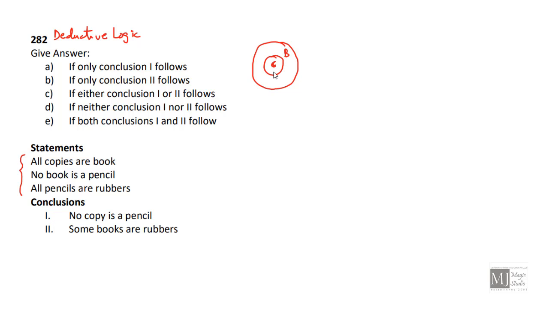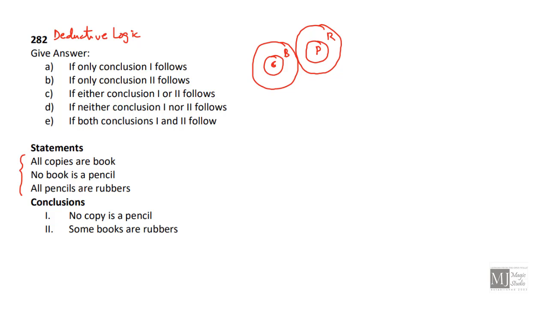No book is a pencil. If no book is a pencil, no copy can either be a pencil. We can have another set for pencil which has no connection with book. All pencils are rubbers. Now where is our set for pencils? Because there is no connection as so far given with books and copies. So I can draw like this.